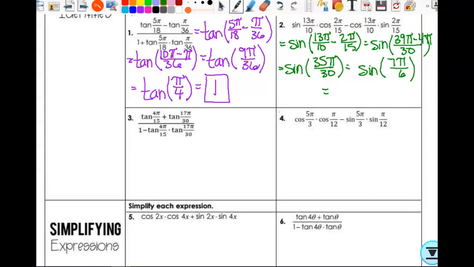What's the sine of pi sixths? Just 1/2. All right, 7 pi over 6 is in which quadrant? Third. And the sign in the third quadrant is what? Negative. So this is negative 1/2.